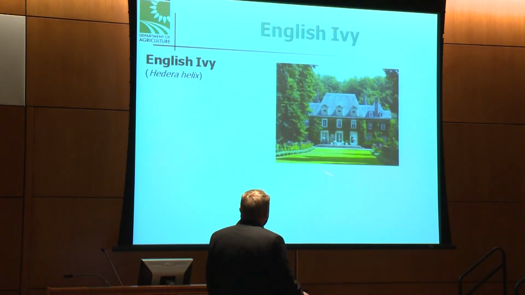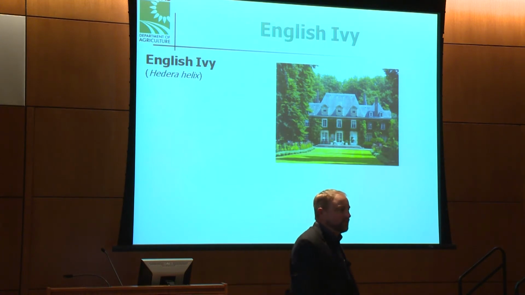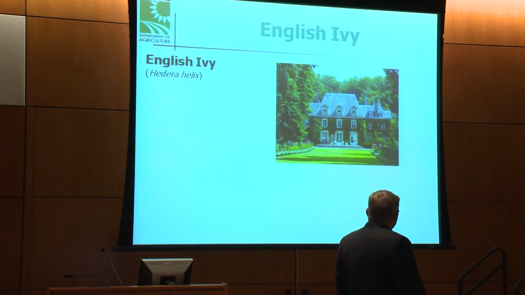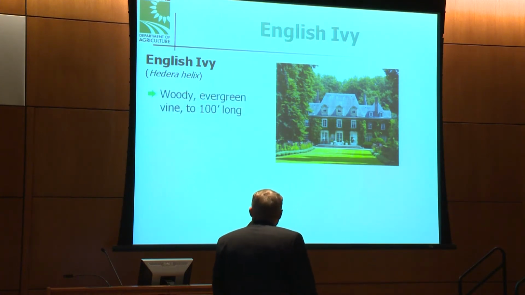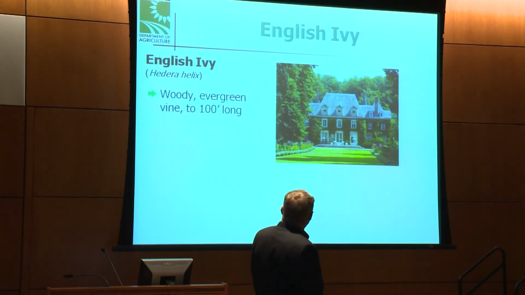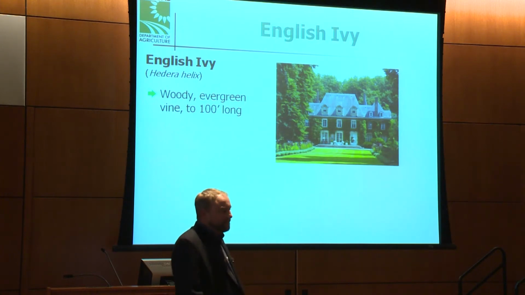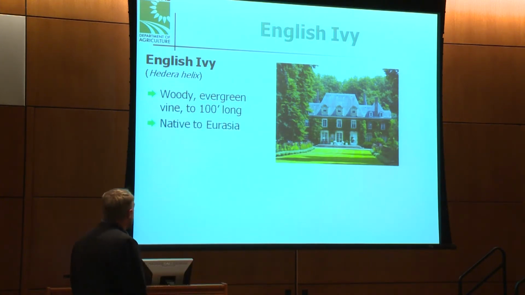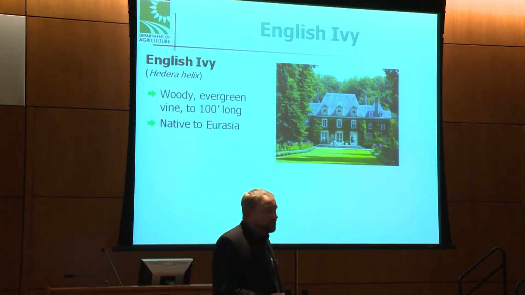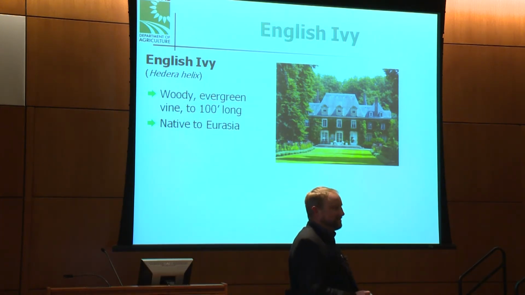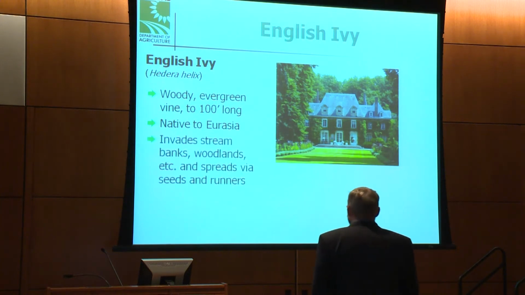English ivy. Everybody has seen pictures of the old English manor house with ivy on the walls. Looks very rustic, old time. These vines can grow to 100 feet in length, given time and the conditions. Native to Eurasia. When in doubt, tell people it's native to Eurasia. That covers about 3/4 of the globe.